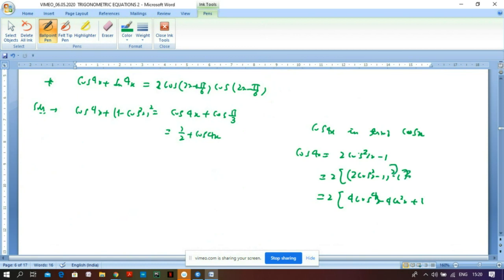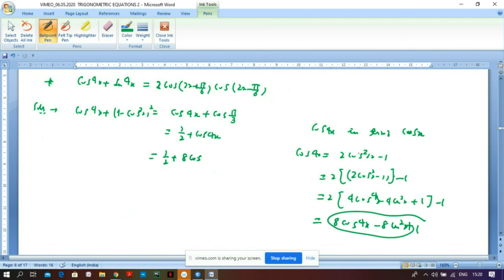So that is plus 1 and negative 1. So I am getting 8 cos to the power 4 x minus 8 cos square x plus 1. So you got this one as cos 4x. So that is half plus 8 cos to the power 4x minus 8 cos square x plus 1.